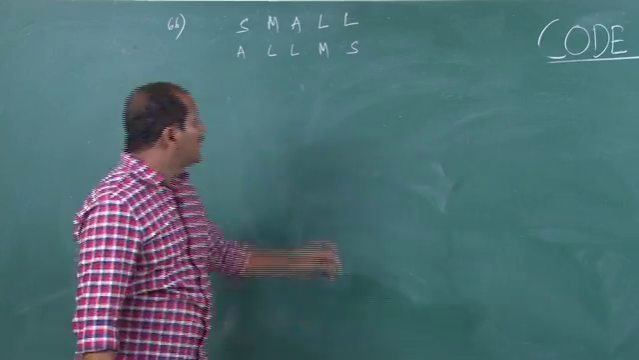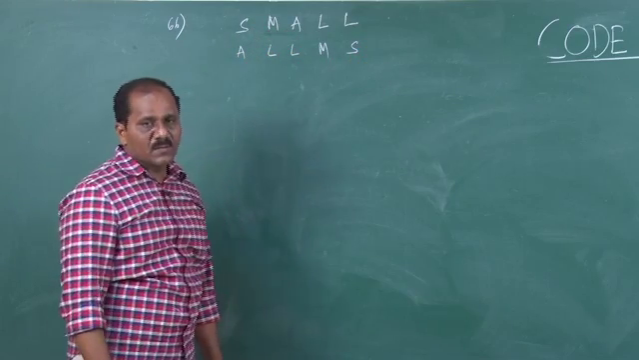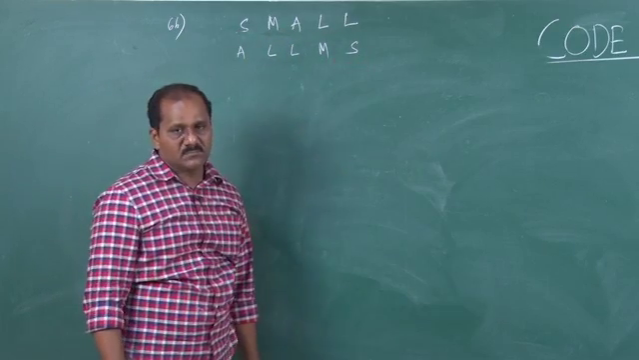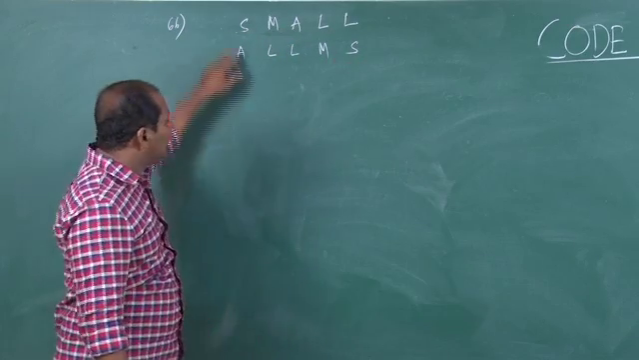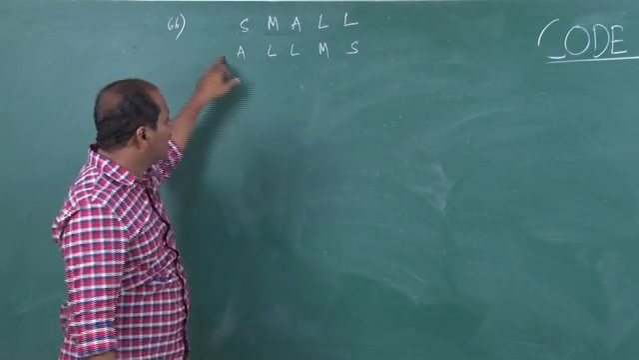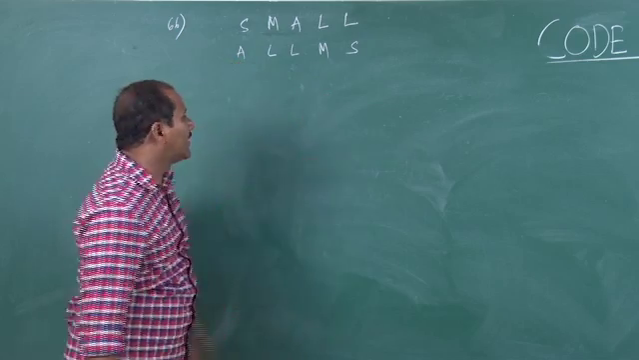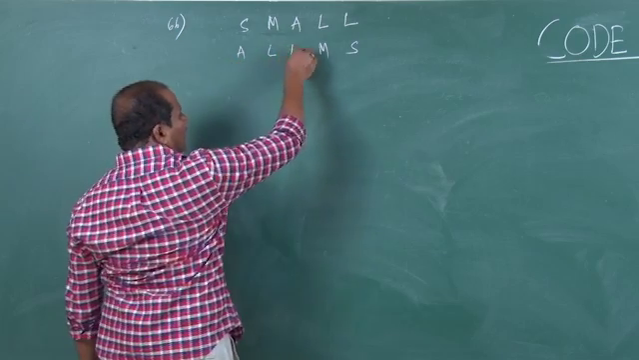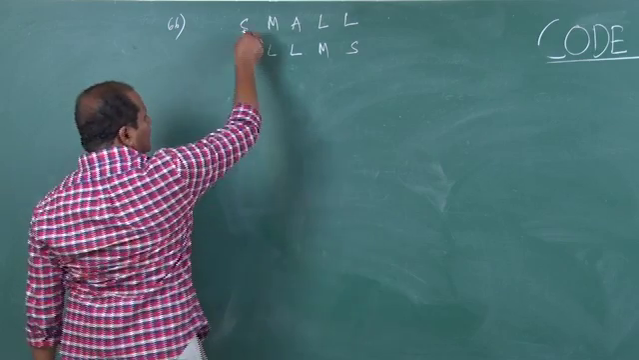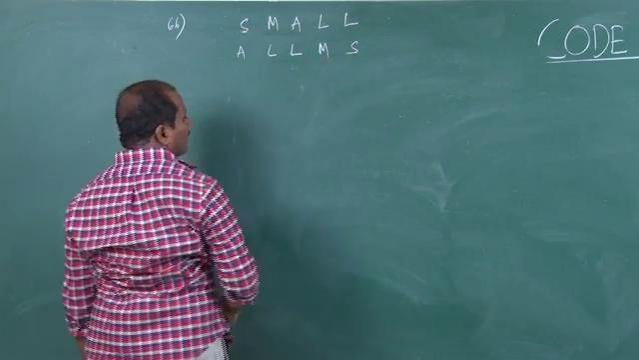Next question is, find the rank of the word SMALL. This is the given word. According to dictionary order, find the rank of the word SMALL. So, to do this problem, let us write the given letters in alphabetical order. That means, according to dictionary order, write the given letters in that order, and that order is A, L, L, M, S. Here the first letter is S, and there are so many letters before S.